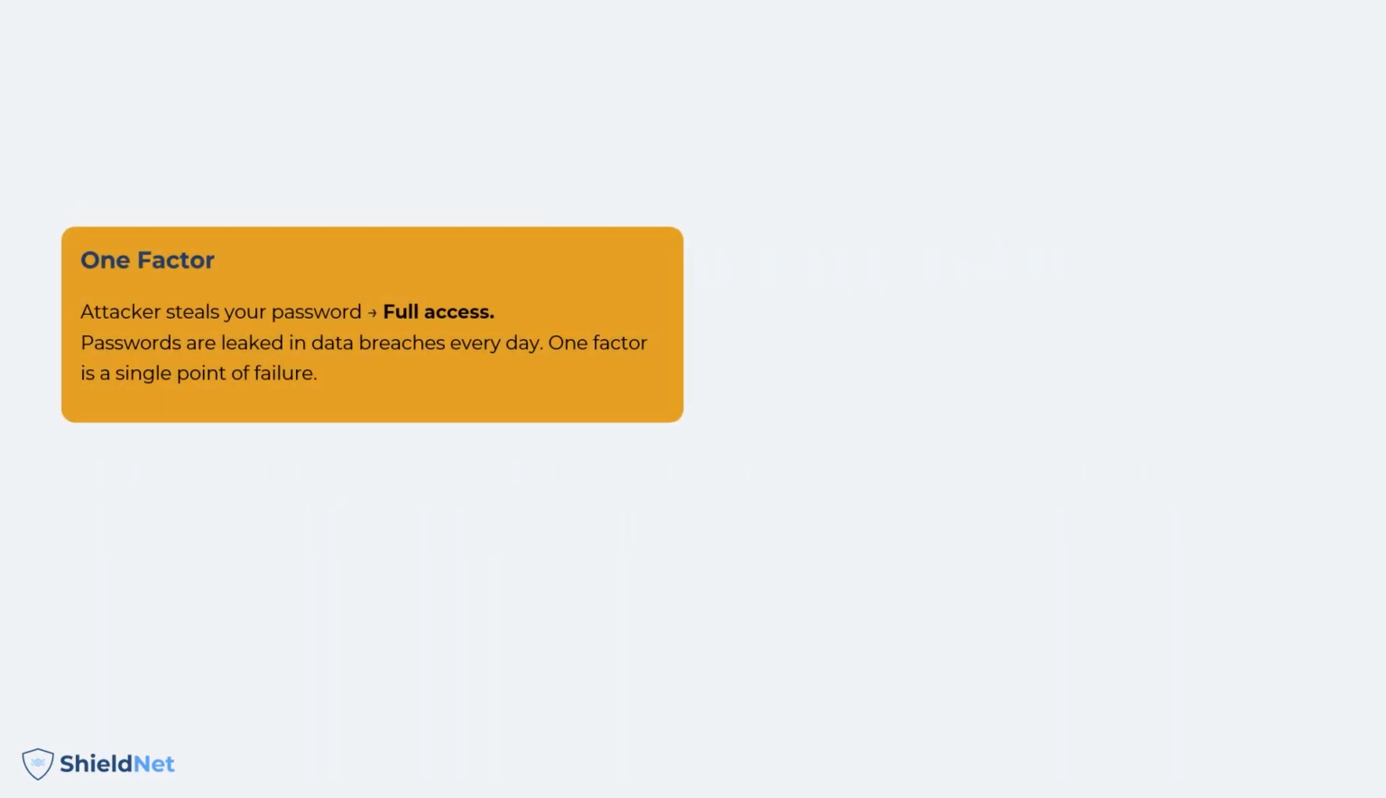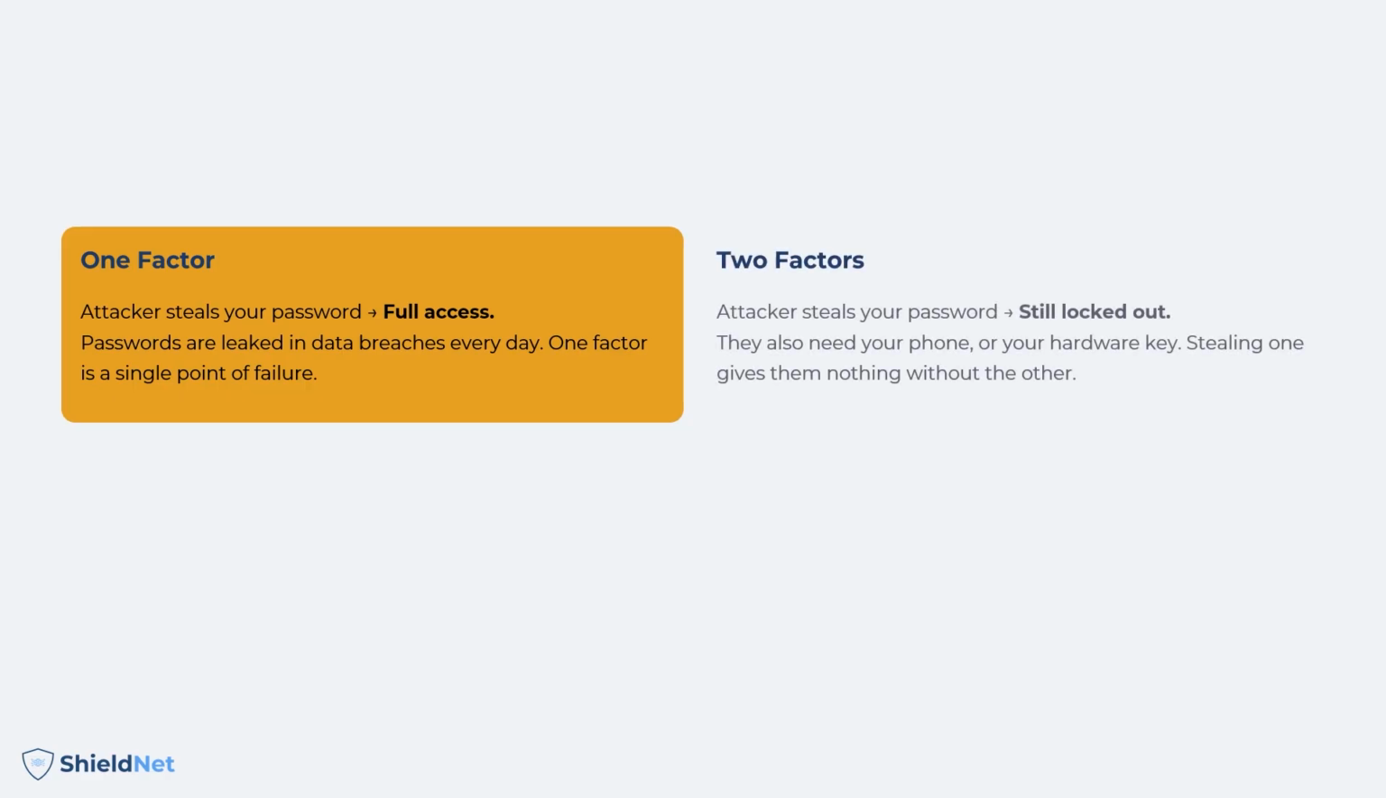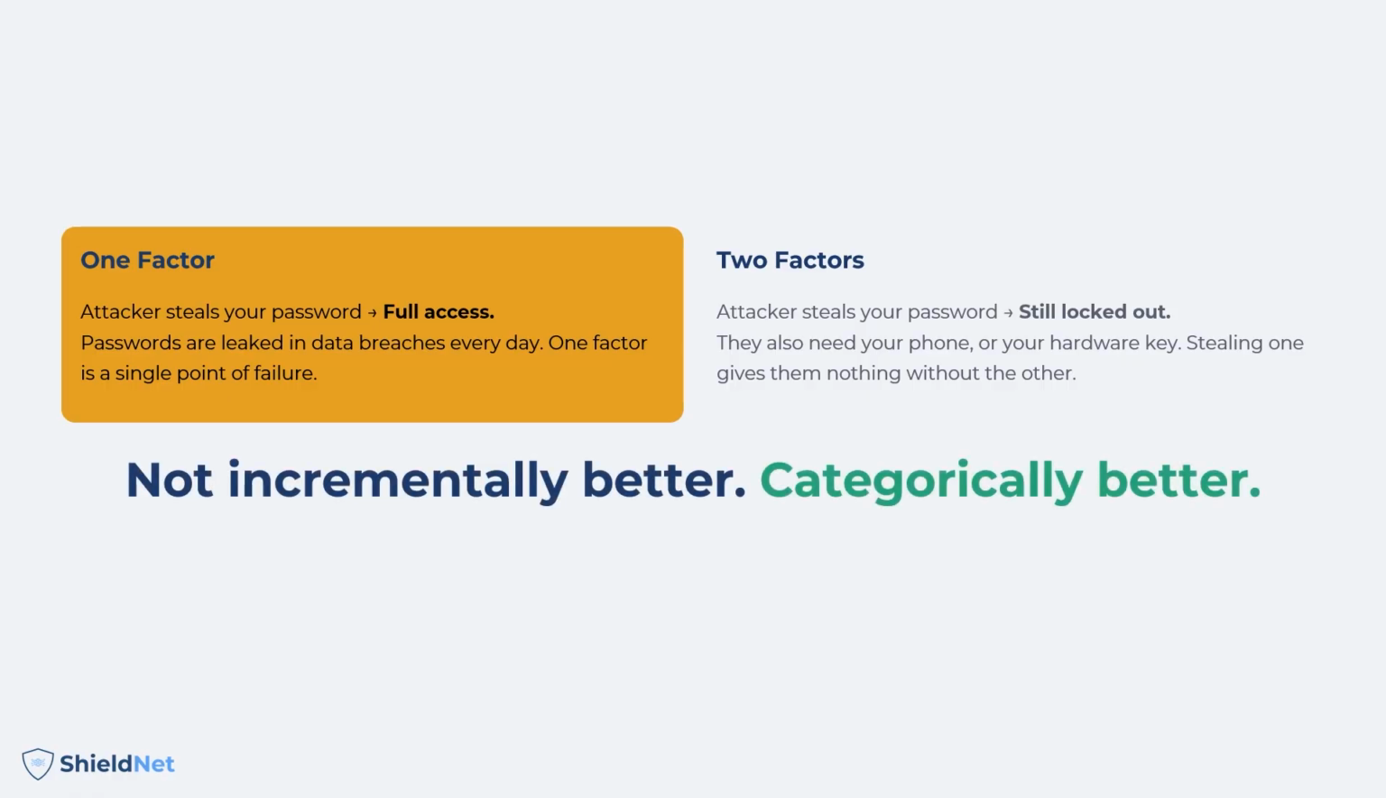Why 2 factors beat 1? A password alone protects you only as well as that password is protected. If it is stolen, guessed, or leaked, you have nothing left. A second factor from a different category means an attacker must compromise 2 completely separate things simultaneously: your password and your phone, or your password and your hardware key. Stealing one gives nothing without the other.